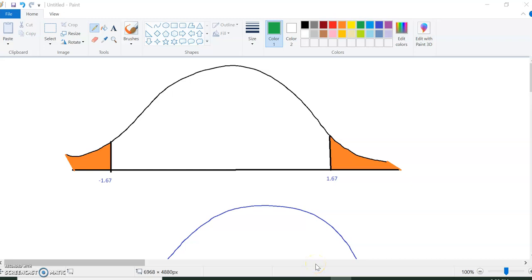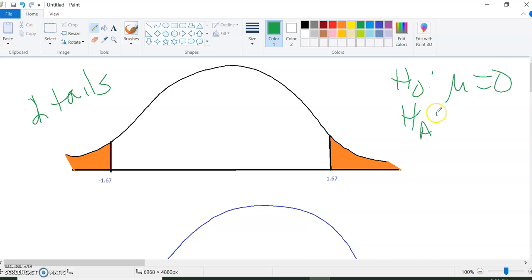I want to talk about making decisions on our null hypothesis test. So in the top, I have a two-tailed test. This is an example of two tails, okay? And so that would be something like the null is the mean equals 0, and the alternative is the mean doesn't equal 0, okay?